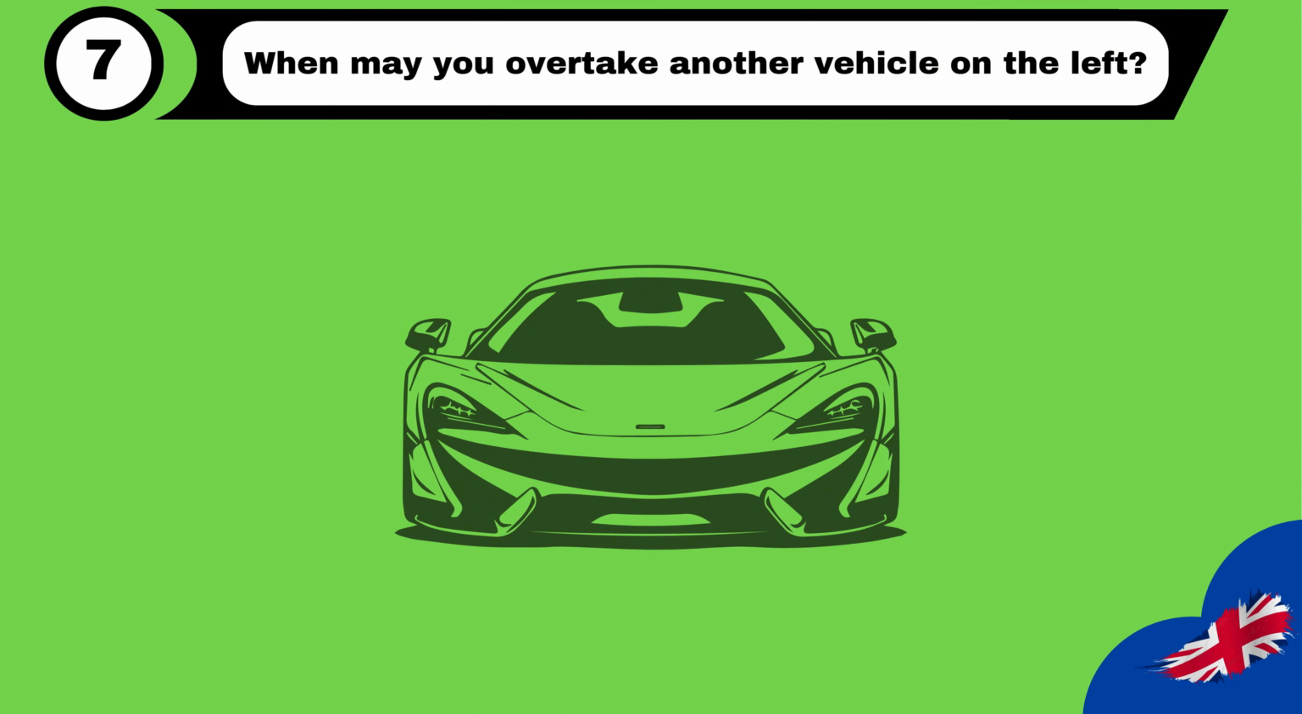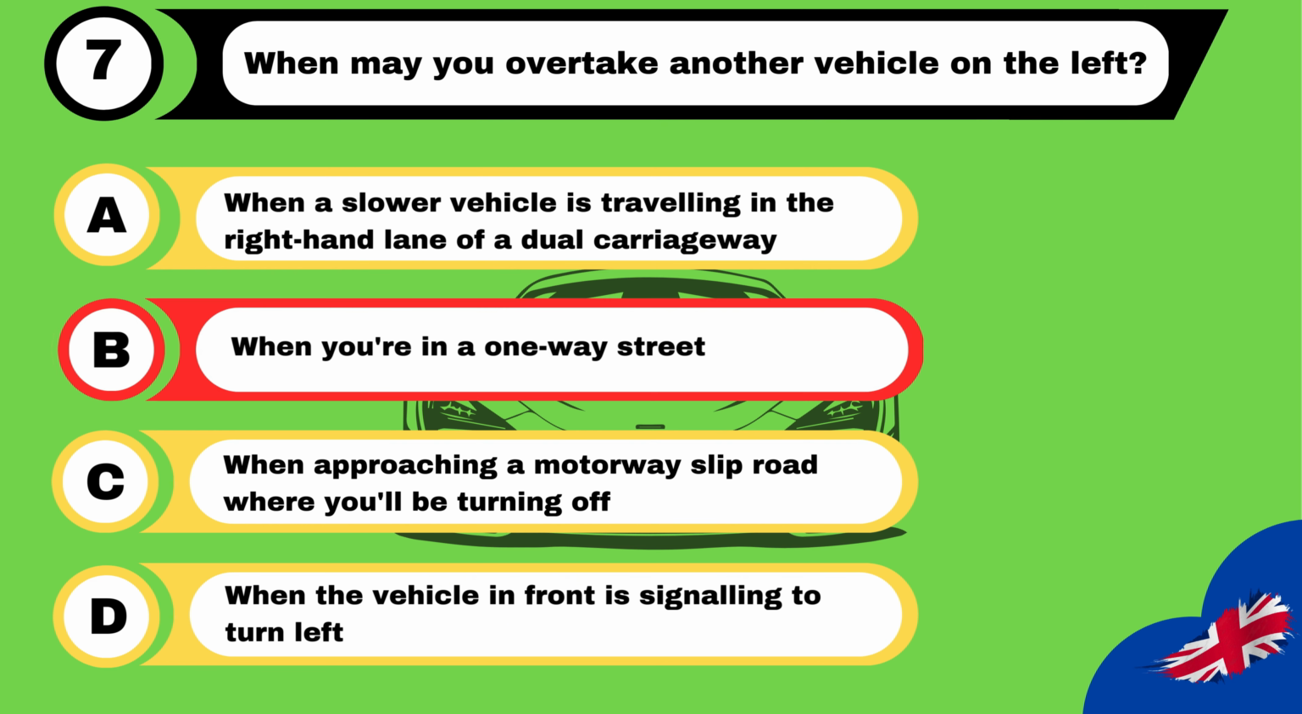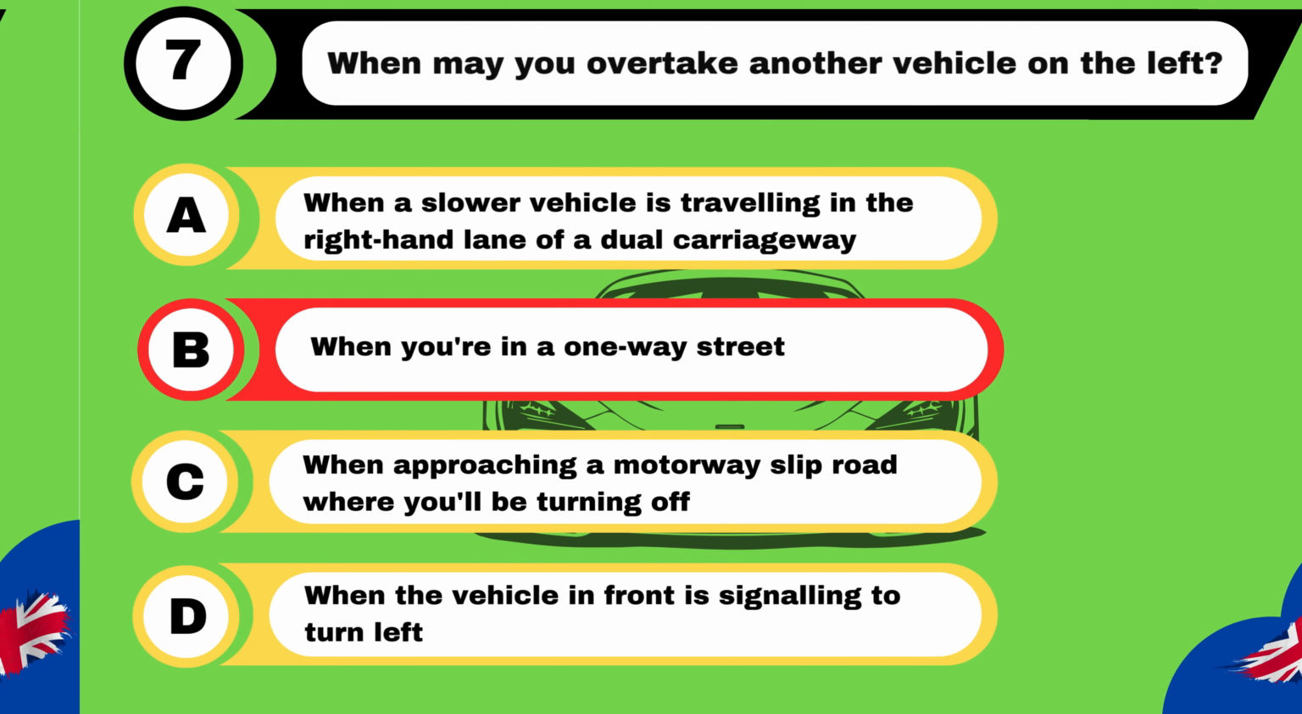Question 7. When may you overtake another vehicle on the left? A. When a slower vehicle is traveling in the right-hand lane of a dual carriageway. B. When you're in a one-way street. C. When approaching a motorway slip road where you'll be turning off. D. When the vehicle in front is signaling to turn left. The answer is B. When you're in a one-way street.